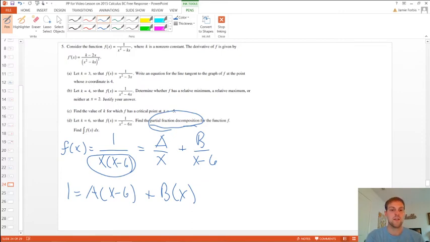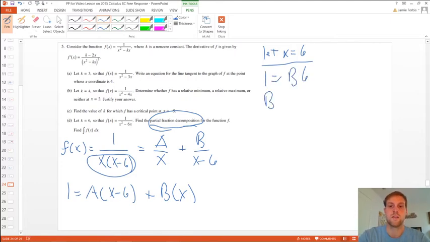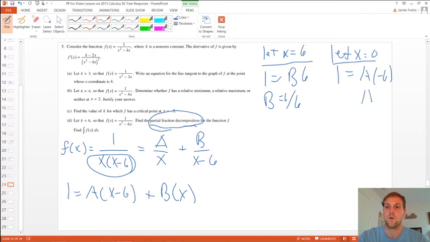This is when we let x equal something, so I'm going to start off by saying let's let x equal, I don't know, 6. Okay. So that's going to cross out the a, and I'm left with 1 equals b times 6, so b is equal to 1/6. And if I let x equal 0, that's going to cross out the b, and I'm left with 1 equals a times negative 6, or a is equal to negative 1/6.